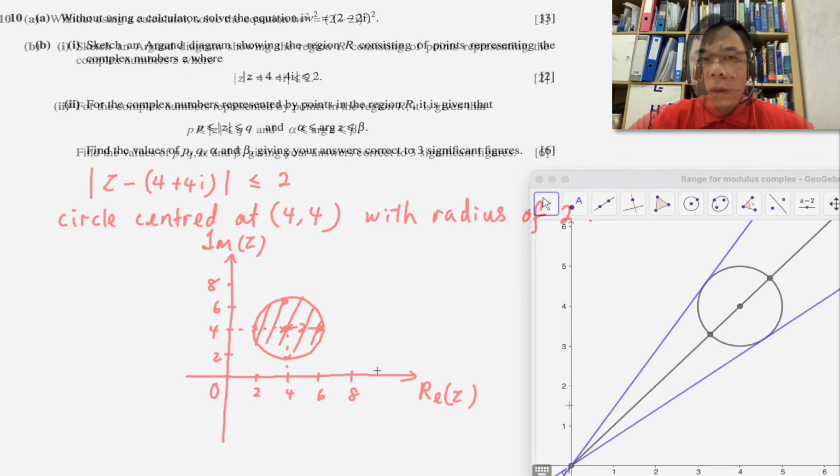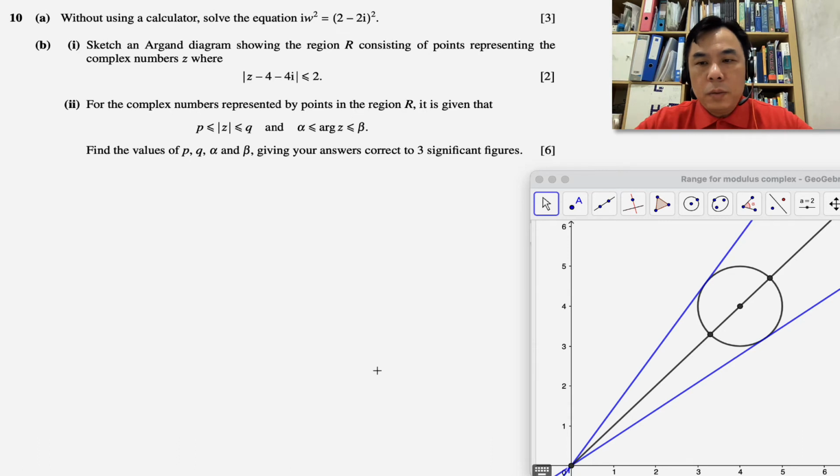All right, let's take a look at the second part of question B now. I have prepared a diagram to illustrate what question B actually represents. Let's read it through first. For the complex number represented by points in the region R, given by this circle, centered at 4, 4 that has a radius of 2, it is given that the modulus of the complex number lies between P and Q.